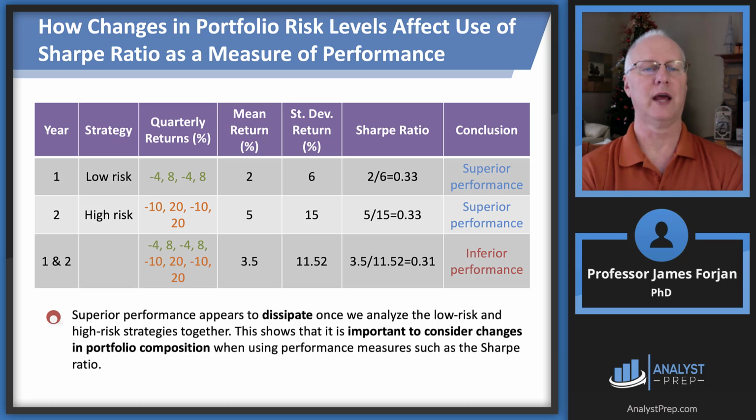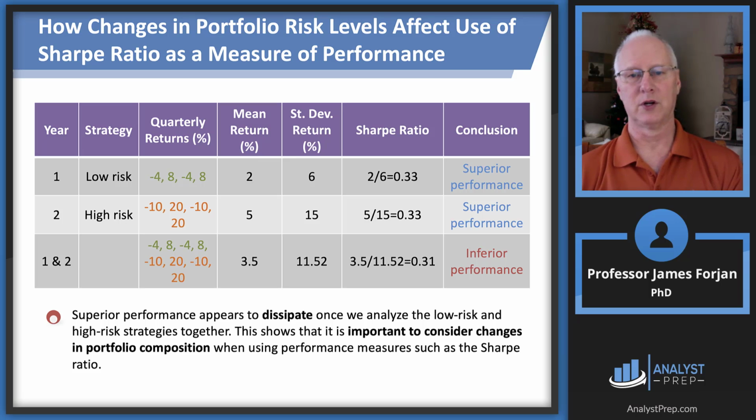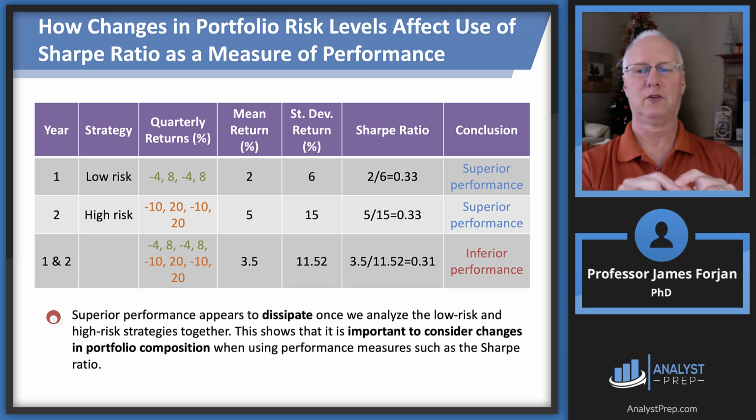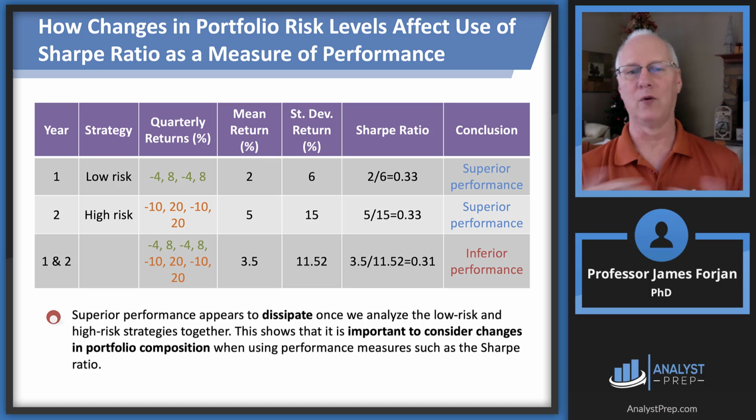During the second period, we pursue high-risk strategies, and in orange, of course, those have much wider variability, so those reveal higher risk. There's the return of 5, standard deviation of 15. So during that second year, 5 divided by 15 is 0.33. That's superior performance. So think about what's happening here. Superior performance in year one, superior performance in year two. And so we automatically think, oh, superior performance over that 2-year window.